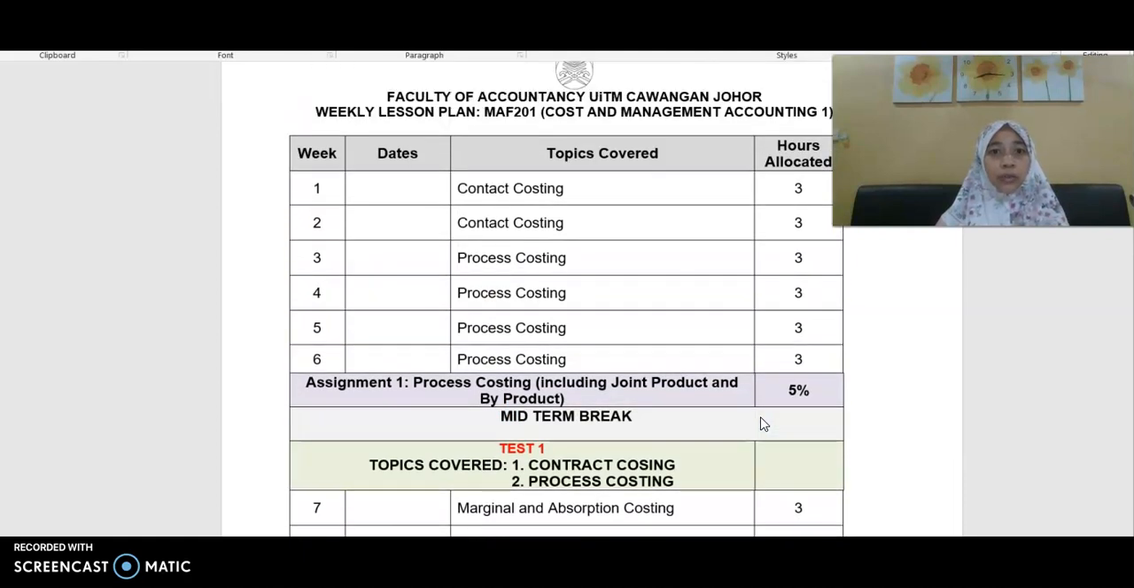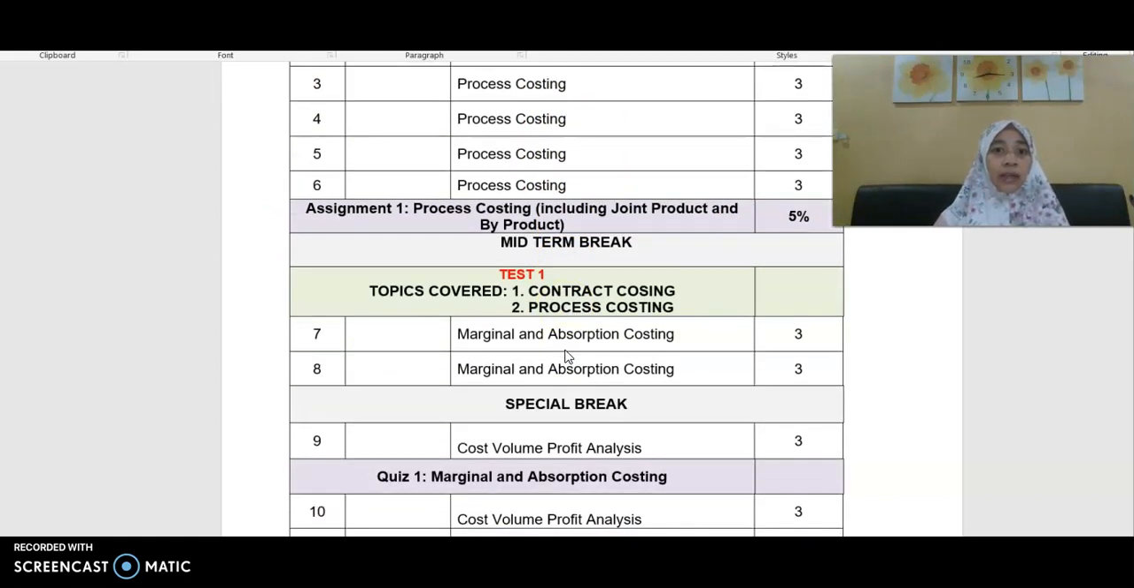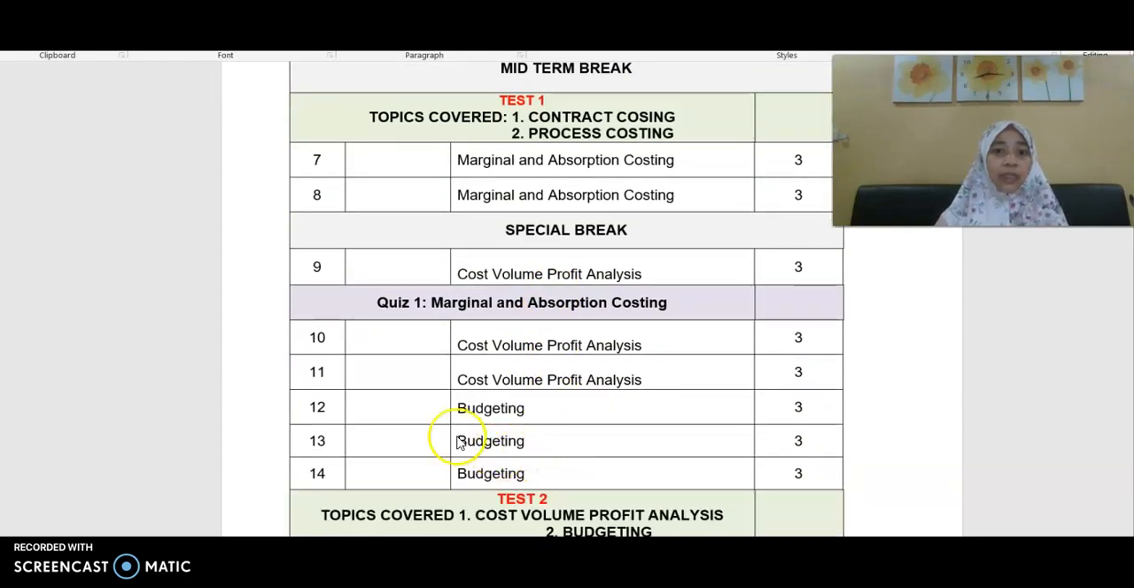What you are going to do throughout this semester will be under your MAF 201. Five topics will be covered: contract costing, process costing, MCAC, CVP, and budgeting. And then if you want to know further, I will just explain a little bit about what you're going to do under MAF 251.